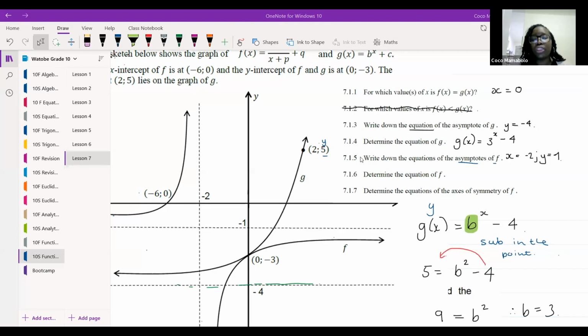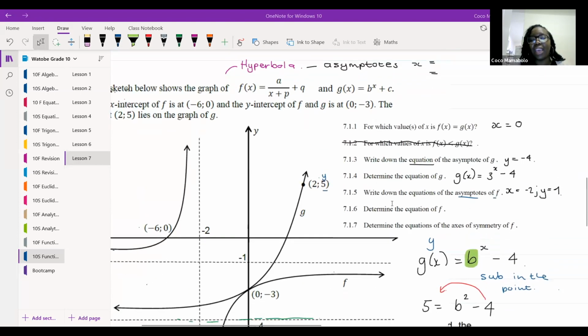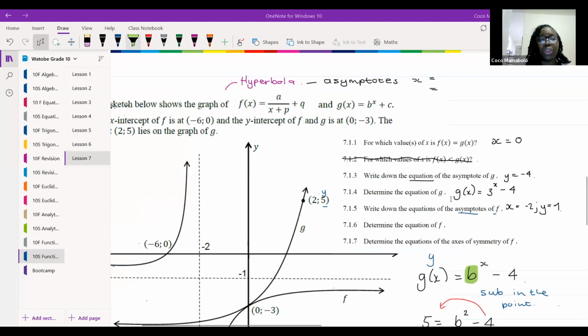Now it says determine the equation of f. So we're going to go back into the formula of f, guys, f of x, and we're going to sub in what we know. This q over here, the q is always the y asymptote. So what am I going to replace the q with, guys? Let me know. What do we replace the q with? Good. That's it. Excellent. We're going to replace q with -1.